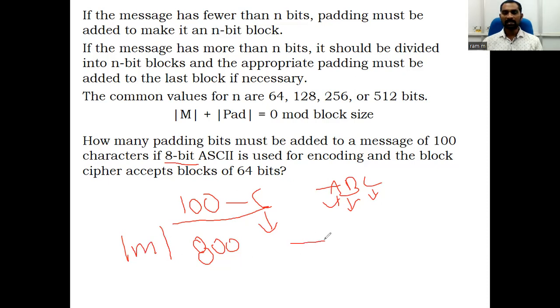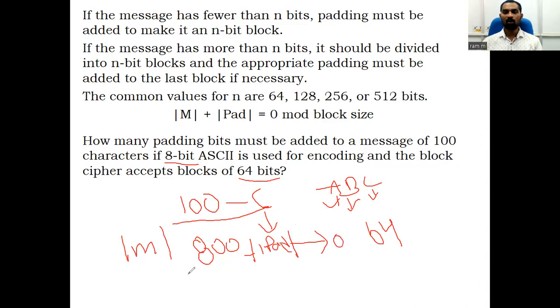Now, what is my block cipher size? That is the block size. A block cipher accepts blocks of 64 bits. So my block size is 64 bits. According to the formula, the message length mod m plus padding, whatever padding I do, should be 0 mod m.